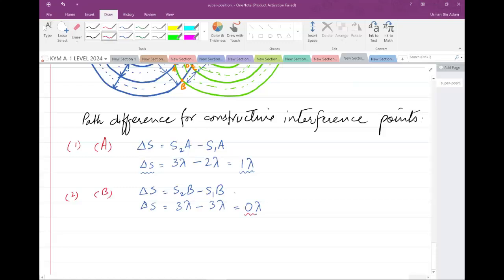Do you know how I calculated the path difference? We basically use path difference to figure out which type of interference it is. Yes, we are going to use that. I will show you how and why there is constructive interference.